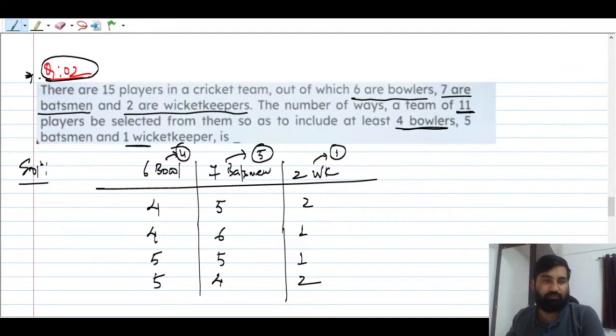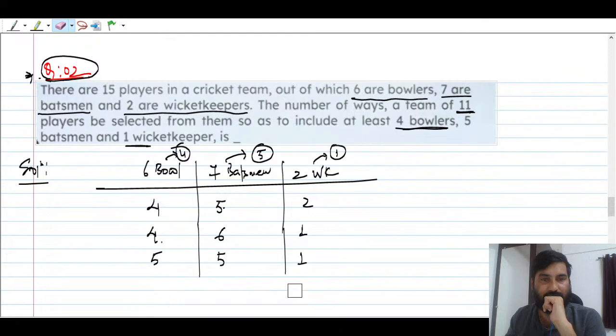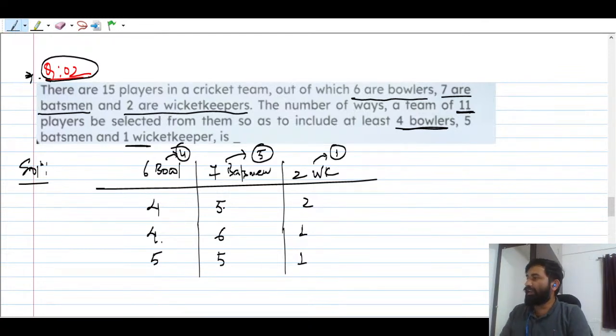Understood. So 5, 4, and this is 2, right? So 4, 5. Let me erase this. So I think 6 bowlers, 7 batsmen, and this. Now you can find the combination here. Out of 6, how many bowlers are you choosing, right?